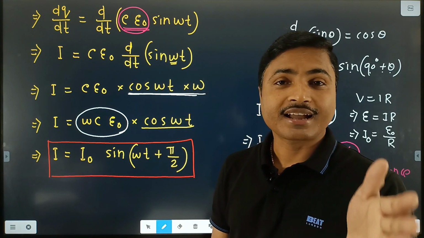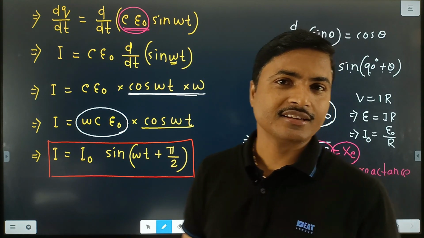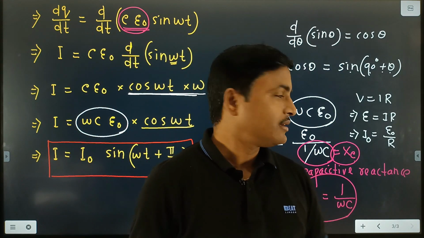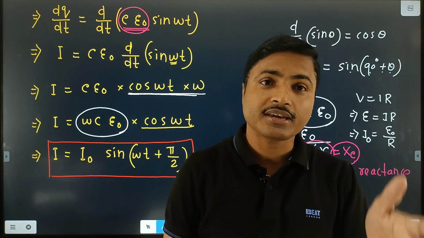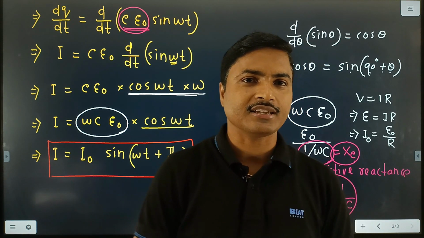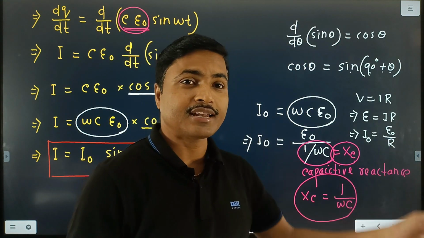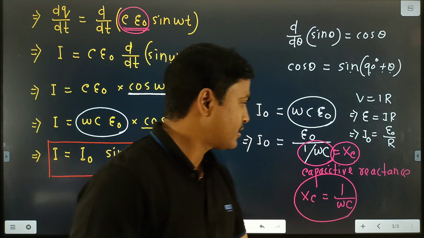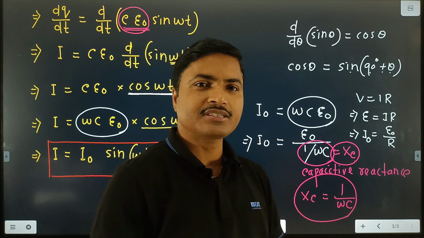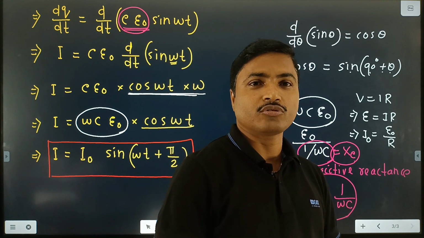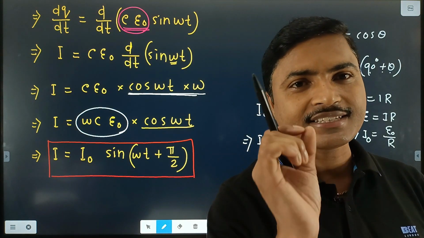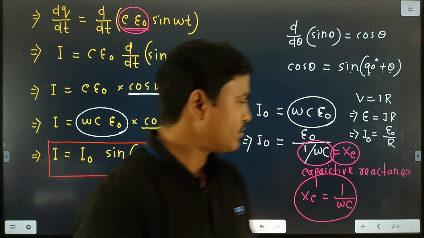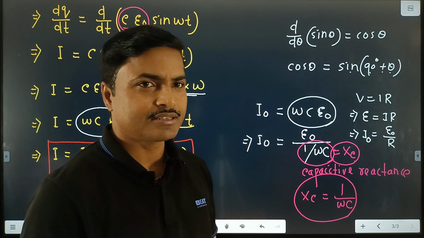In a capacitor AC circuit, this capacitive reactance is the same as resistance in a resistive circuit, both are the same. Resistance means opposition offered to the flow of current. Clear? Here also, capacitive reactance means opposition offered to the flow of current in an AC circuit containing only a capacitor. Clear? And we also discussed capacitive reactance.